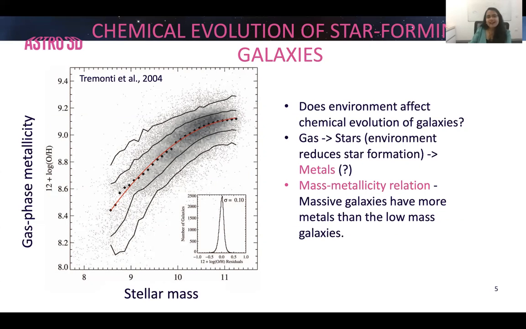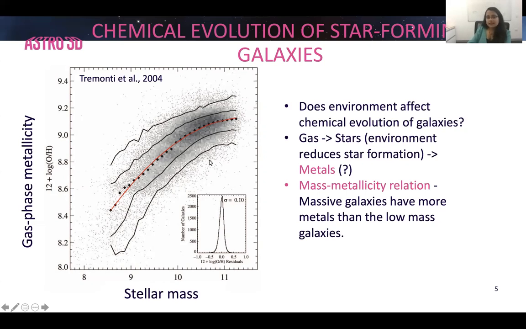The mass metallicity relation shows that the gas phase metallicity of galaxies rises monotonically as we go towards higher stellar masses. The relation is more like a linear power law at the low mass end, and it saturates at the high mass end.